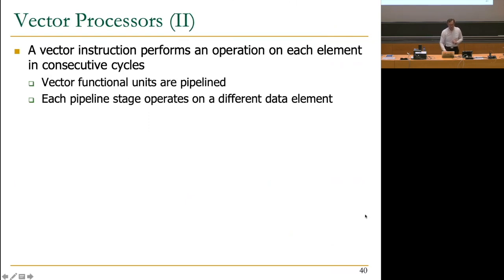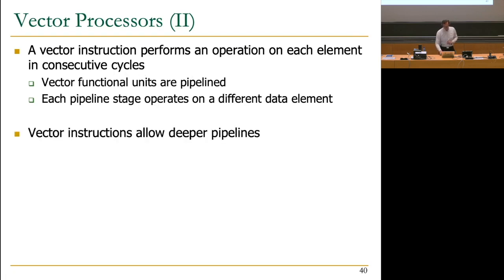Now, let's talk about some other characteristics of vector processors. A vector instruction performs an operation on each element in consecutive cycles. That's how we defined it. So because of this, we can pipeline the vector functional units, and each pipeline stage operates on a different data element, essentially. And vector instructions allow deeper pipelines, actually. If you have a huge vector, let's say, a million element vector, a 1,000 deep pipeline is not that bad, right? Because you don't ever flush this pipeline at all.